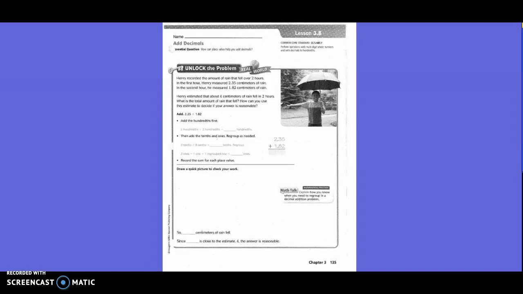Fifth grade, chapter 3, lesson 8, add decimals. Unlock the problem. Henry recorded the amount of rain that fell over 2 hours.